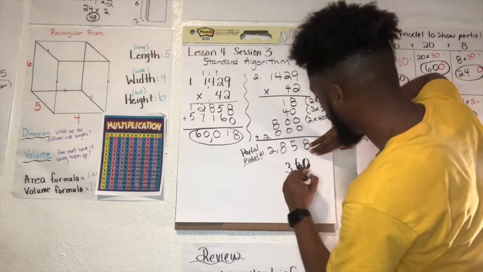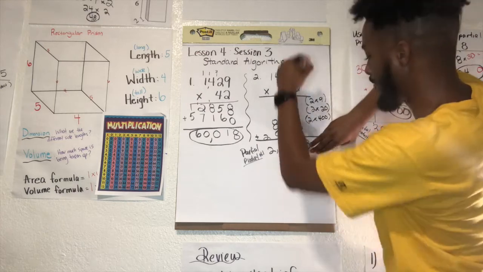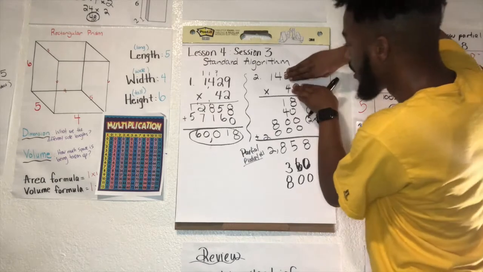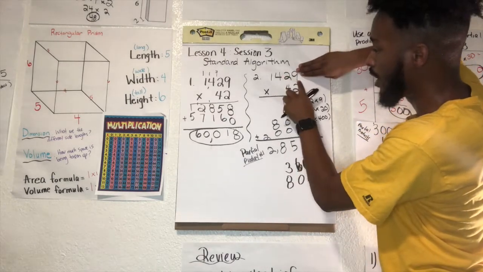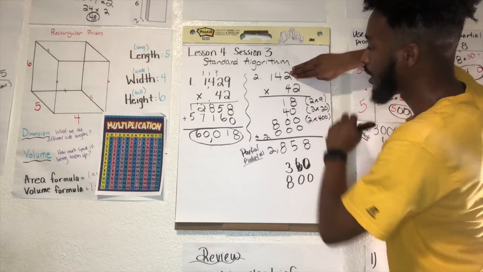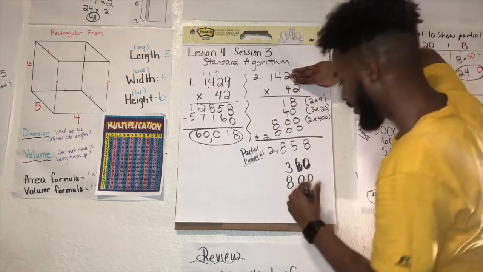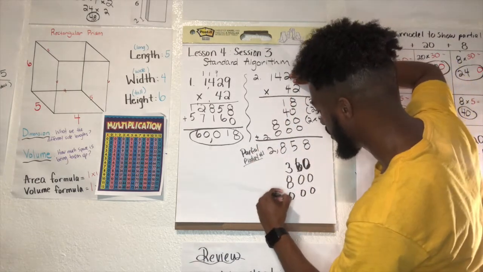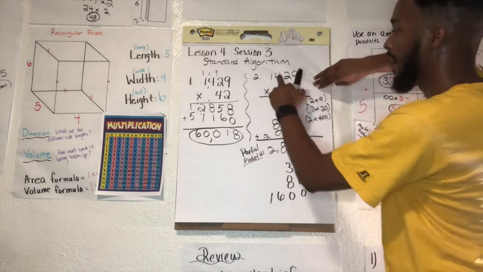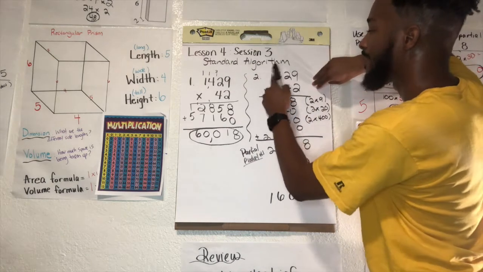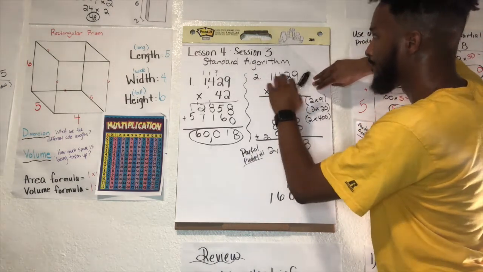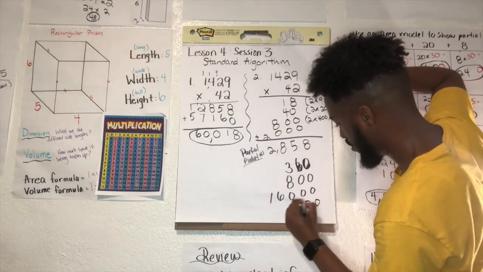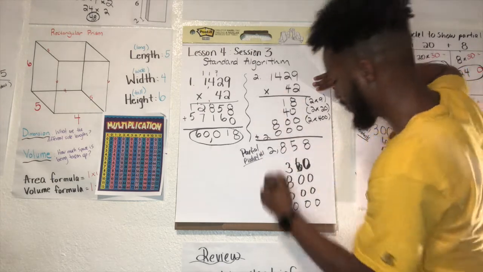Now 40 times the 2 in the tens place, 40 times 20. I know that they have 2 zeros, and 4 times 2 is 8. So that is 800. Now 40 times 400, that is 1, 2, 3 zeros. I'm going to drop my 3 zeros. And then 4 times 4 is 16. All right. And then now 4 times 1 in the thousands place. So 40 times 1,000, that's 1, 2, 3, 4 zeros. And then 4 times 1 is 4.